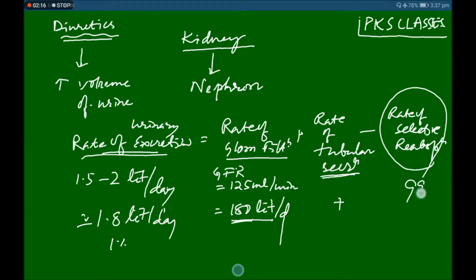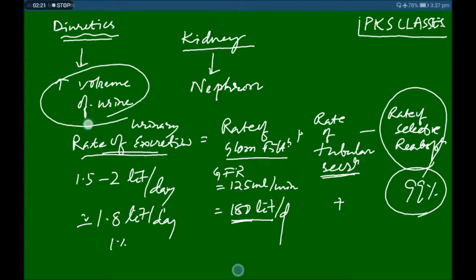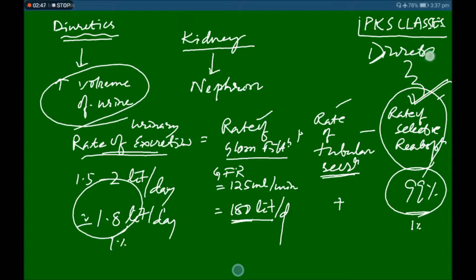The rest, 99%, is reabsorbed. When we want to increase the urine volume, we can target all these three. But if we inhibit the reabsorption by even 1%, then it will be 2%, so double the amount of urine will be formed. Most of the diuretics act on this. Diuretics inhibit the rate of selective reabsorption.